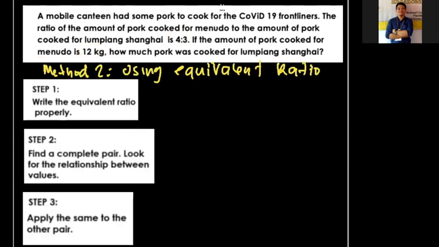In using equivalent ratio, first we write the equivalent ratio properly. So we have here 4 is to 3. And we know that menudo is 12. Take note that 4 represents or corresponds to menudo, so we put 12 first. And we need to find the number of kilograms for the lumpiang Shanghai. And the 3 corresponds to the lumpiang Shanghai, so that is the one that we are trying to find.